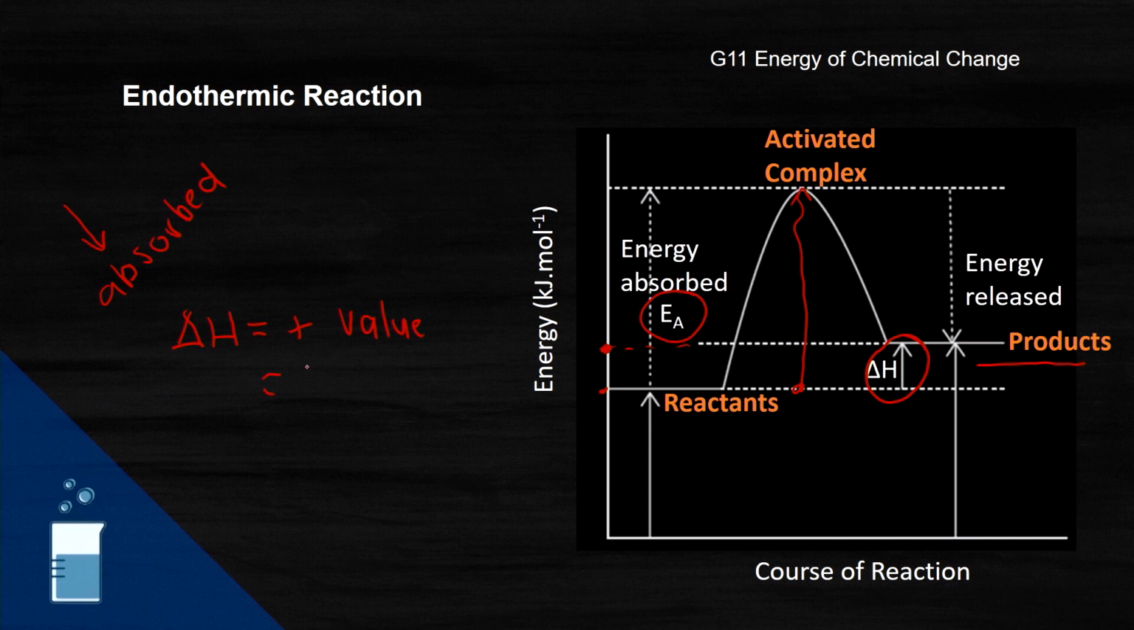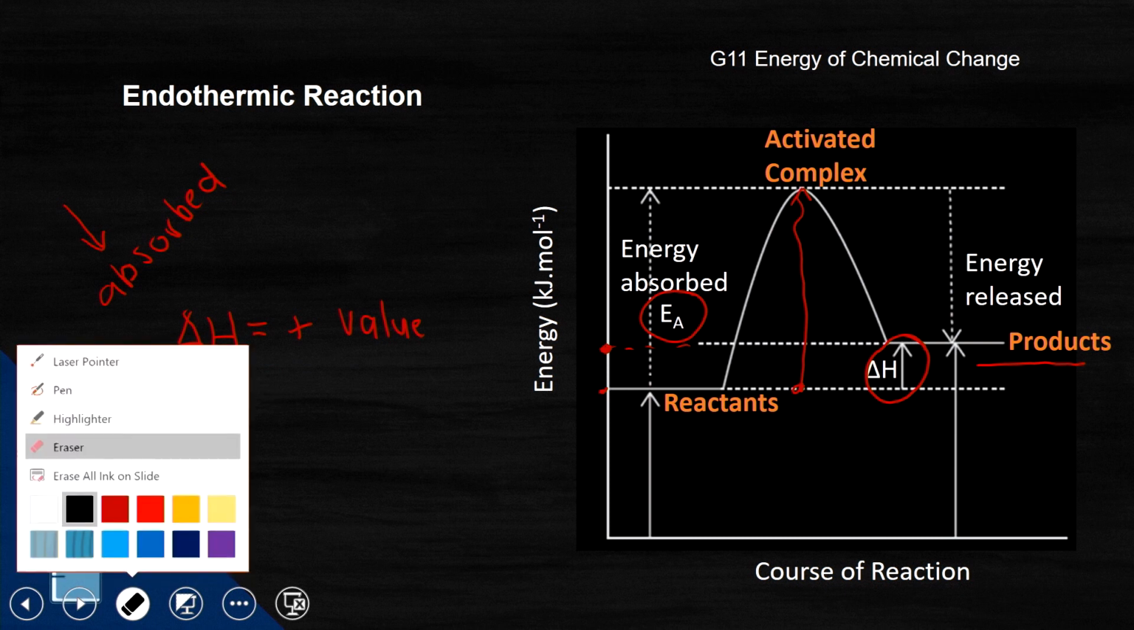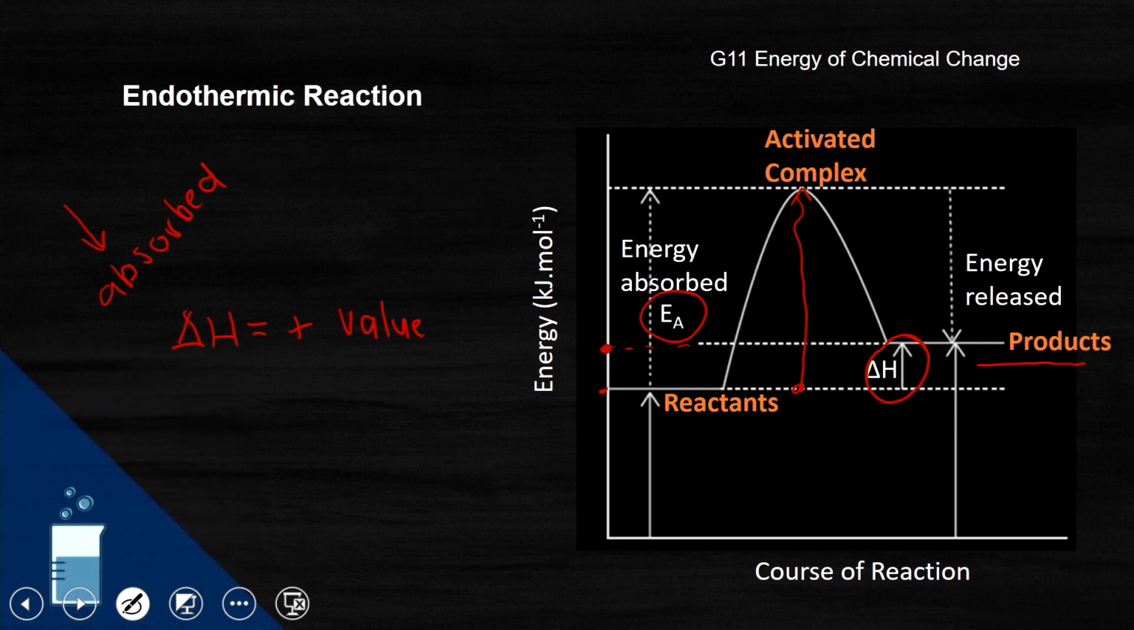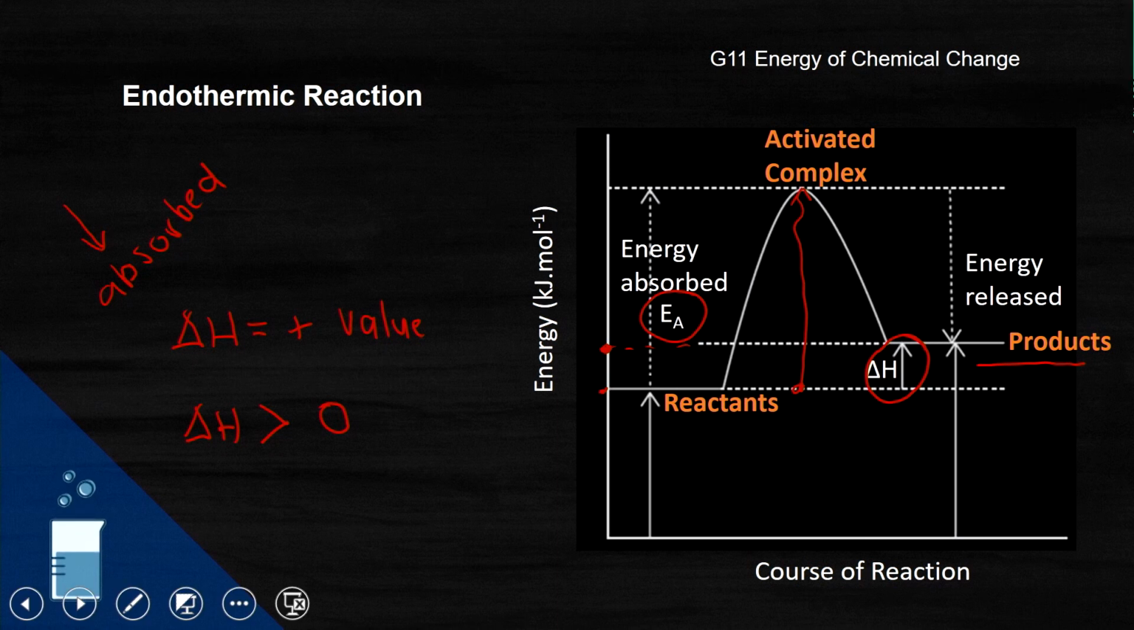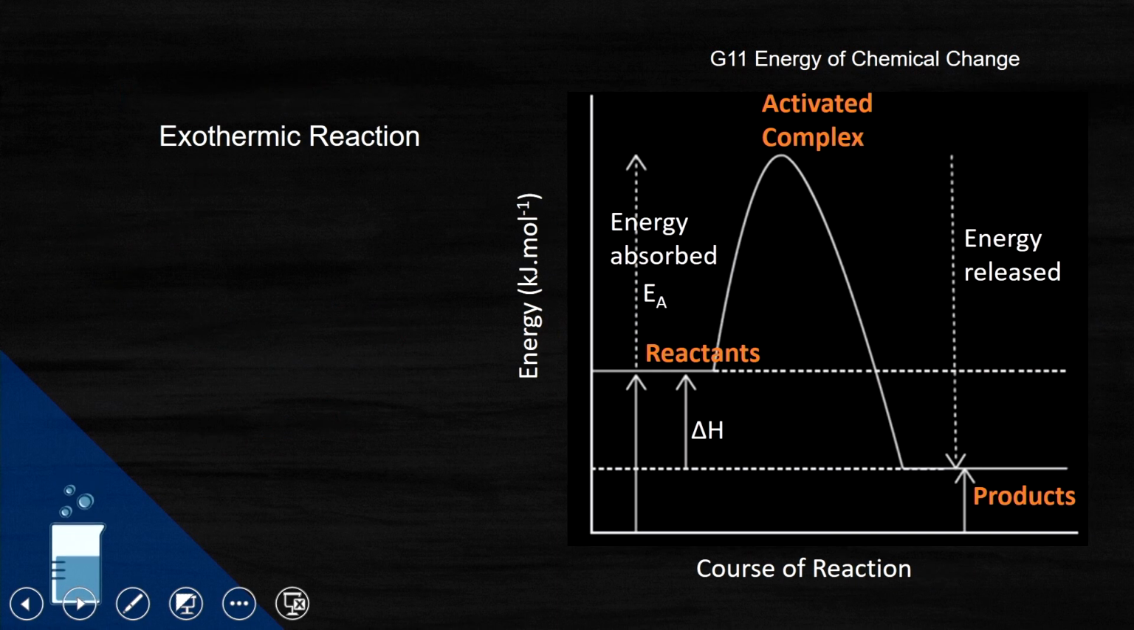So when we get this delta, I'm just going to erase what I've written here. When we get delta H being greater than 0, in other words, a positive value, we know that it's going to be an endothermic reaction. If we move on to the exothermic reaction, it is very different. Although the shape of the graph and the energy profile is the same, it is quite different.